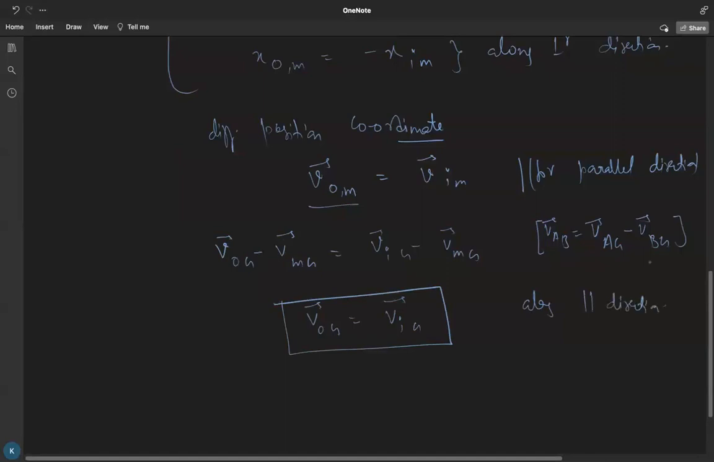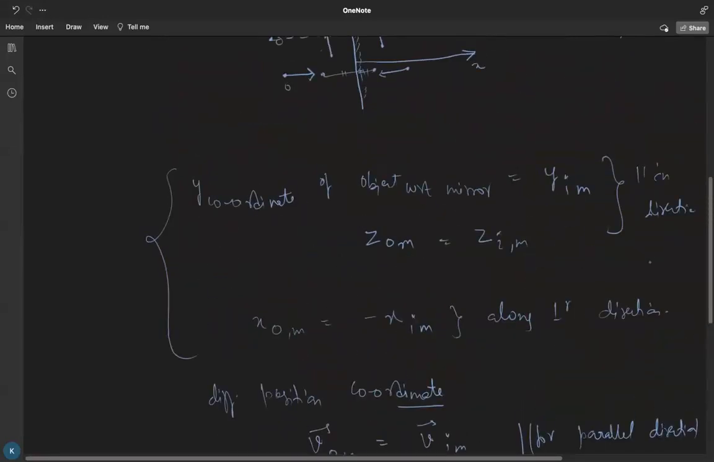So the thing you have to keep in mind is that when I consider the parallel coordinate with respect to the mirror, it would be the same. And when I take the coordinate in the perpendicular direction with respect to the mirror, it would be the same in magnitude but opposite in direction, right? I hope it is clear to all of you.